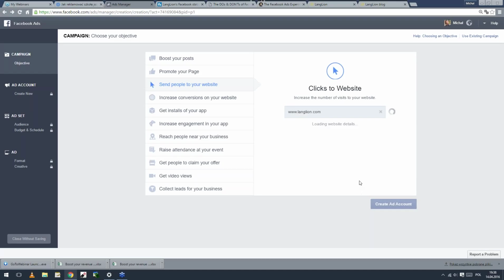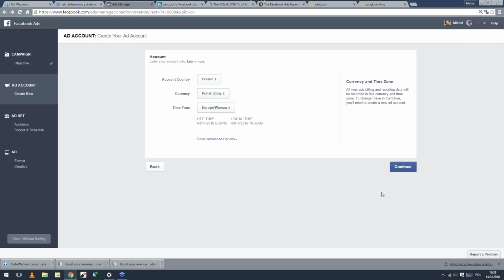Yeah, we have to give a second to Facebook. It loads the details. Okay, we can name the campaign. So let's leave it like this. It doesn't matter for now. But if you will run some more campaigns, just name them so that you later don't make a mistake. Of course, settings, countries, and money.